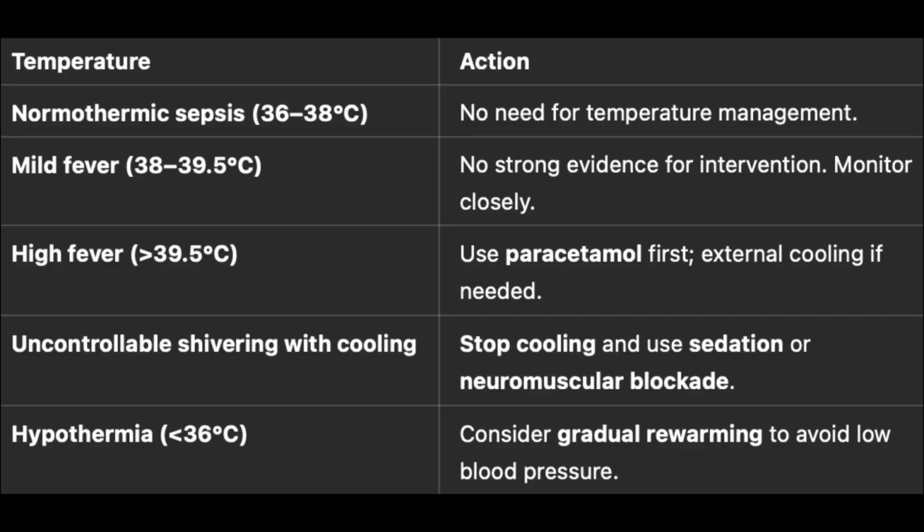So, as of now, this is the summary that you can use. For normothermia, 36 to 38, you don't really need any temperature management. For 38 to 39.5, again, no real evidence to treat this. Monitor closely and see if you are finding any features of organ failure. For 39.5 and more, paracetamol first, external cooling next. For uncontrolled shivering during the cooling, use sedation and neuromuscular blockade. For hypothermia, gradual rewarming to avoid low blood pressure. This is something which is still not yet proven and is a theoretical concept as of now.